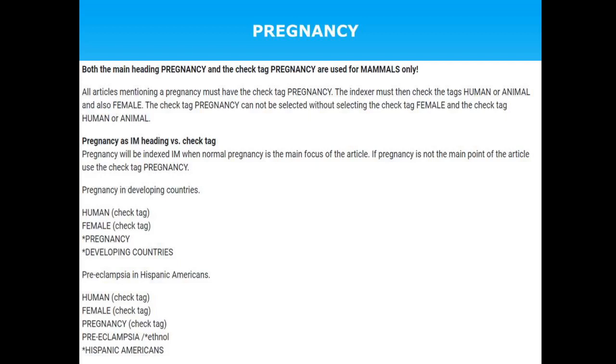Ethanol actually? It is an indexed abbreviation, and I will tell you in detail about what an indexed abbreviation is when we discuss subdivisions or qualifiers. When I come to that part, I'll clearly explain what this is. Now, on this slide you need to understand that here pregnancy is used as a check tag, not as an IM. In the first case, pregnancy is the main point, so it is used as an IM, and human and female are the check tags. Here pre-eclampsia and Hispanic Americans are the IMs, whereas pregnancy, human, female become the check tags. I hope you understand this particular concept.